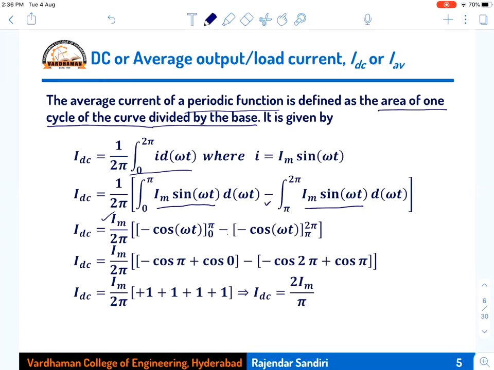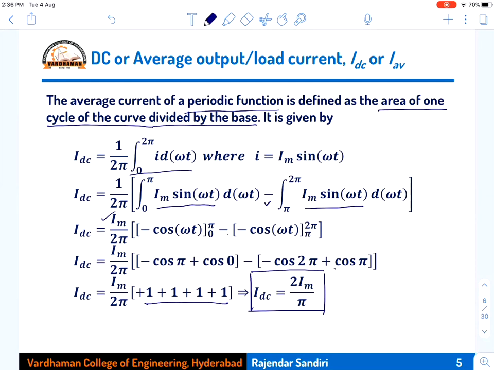Then if you substitute these integral limits, you will get minus cos pi plus cos 0 minus cos 2 pi plus cos pi. So if you substitute the upper limits and lower limits in both the terms, you will get this. Then if you substitute the values of cos pi, cos 0, cos 2 pi, and cos pi, you will get this entire bracket term as 4. So 4 Im by 2 pi becomes 2 Im by pi. So the IDC value of the full wave rectifier is 2 Im by pi.